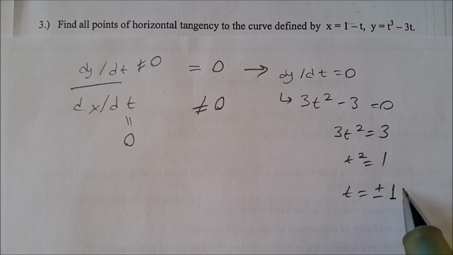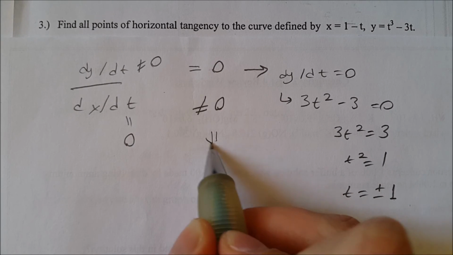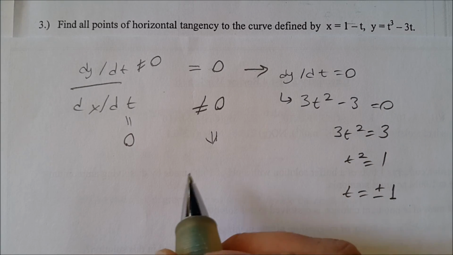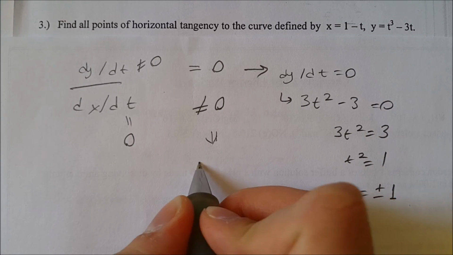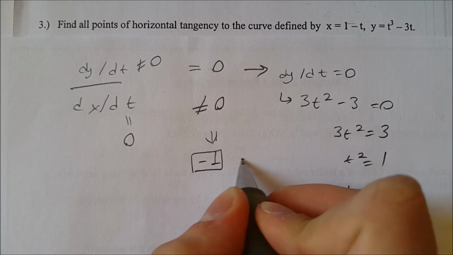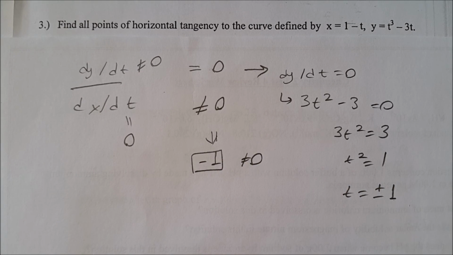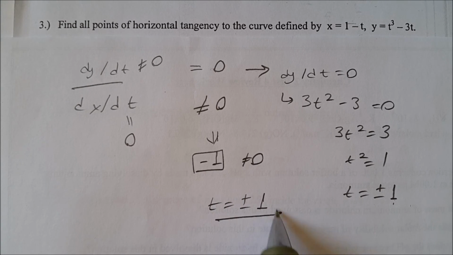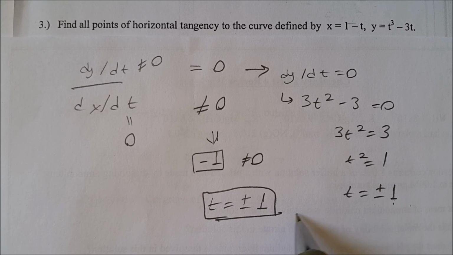Now, if we put these values into the derivative of x, which is negative 1 always, then we won't get something equal to 0. Then both of these values work. So when t is equal to plus or minus 1, we have horizontal tangents on the curve.